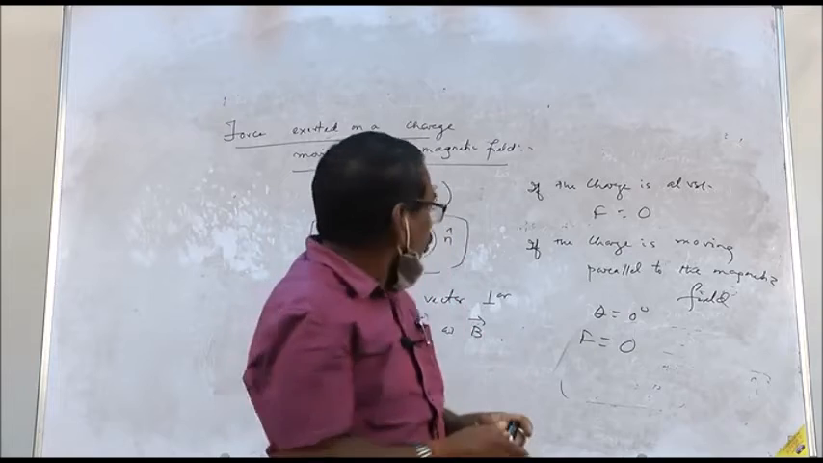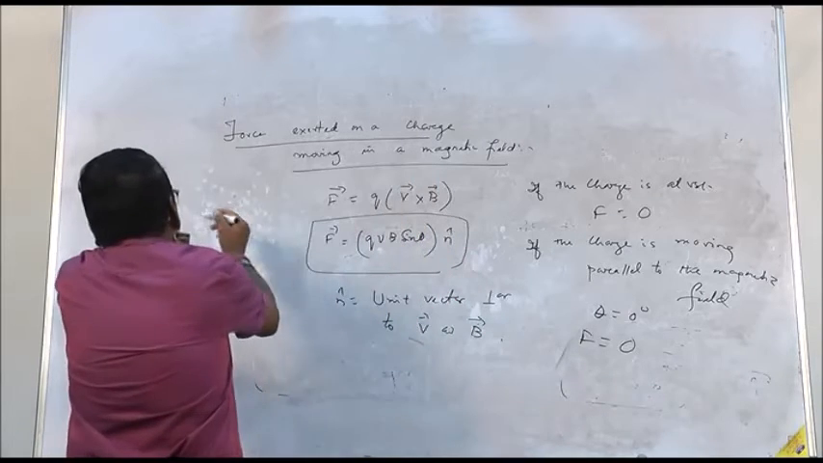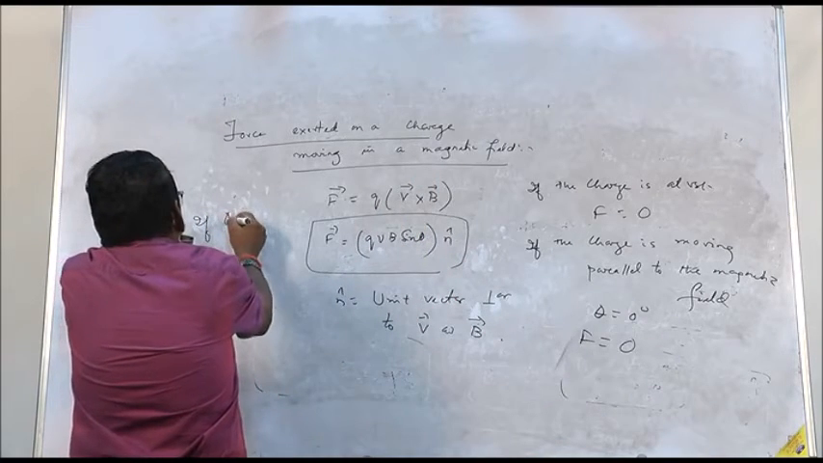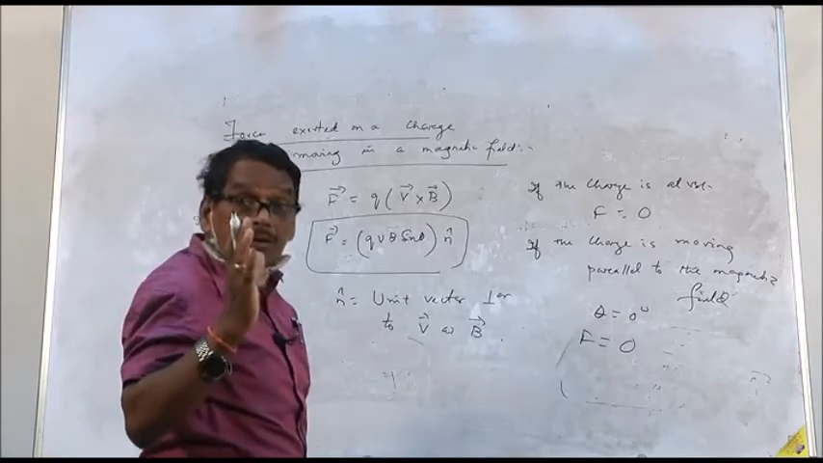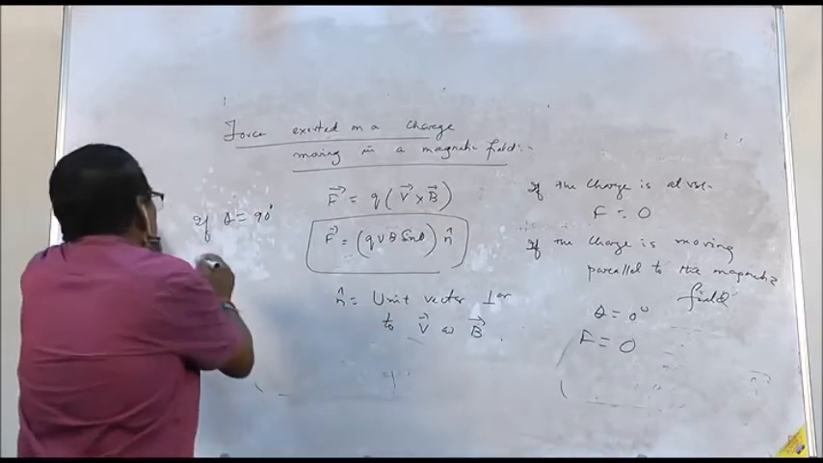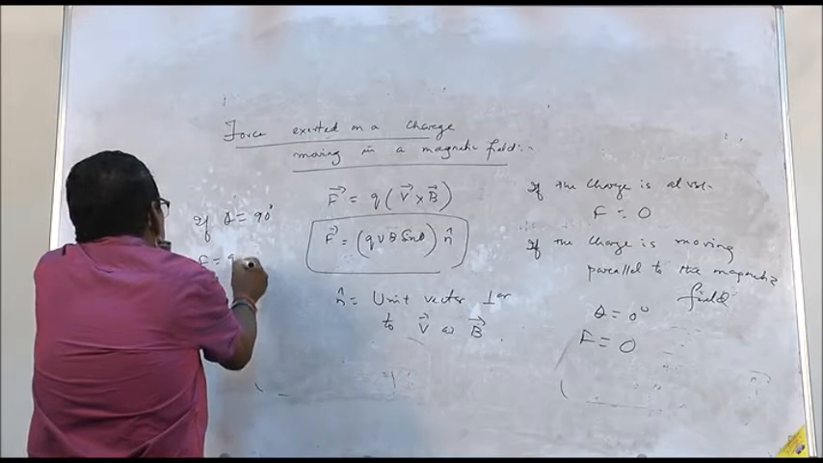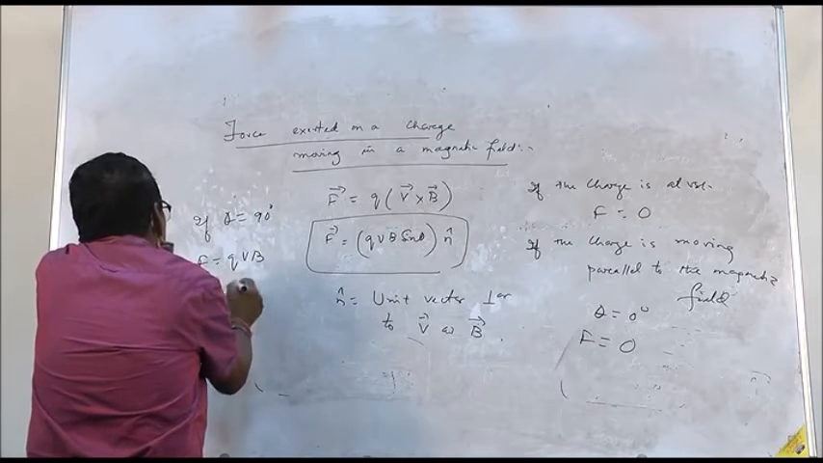So, if theta is 90 degrees, that means the charge is moving perpendicular to the magnetic field, F is what? Q V B, maximum.